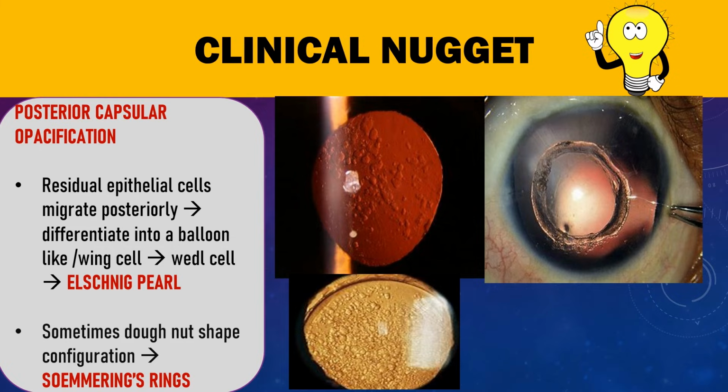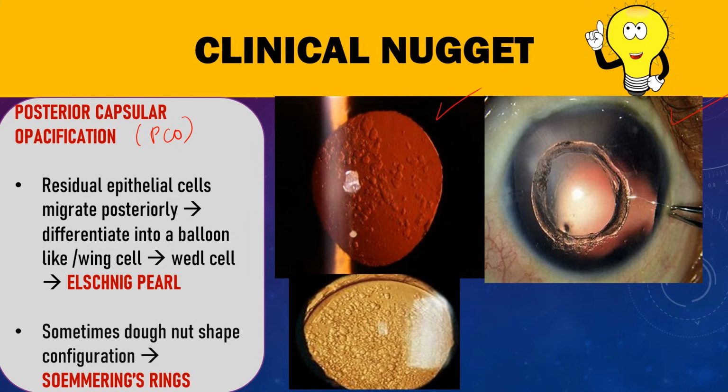Another clinical nugget here is that sometimes after cataract surgery, even though we remove the anterior capsule, we do leave a rim of the anterior capsule. And that rim still harbors some of the germinative cells, right? So these epithelial cells from the germinative zone can migrate towards the posterior capsule behind the intraocular lens and cause what is called posterior capsular opacification. These cells basically can form two types of posterior capsular opacification, called PCO. These two types can be Elschnig pearls or Soemmering rings.